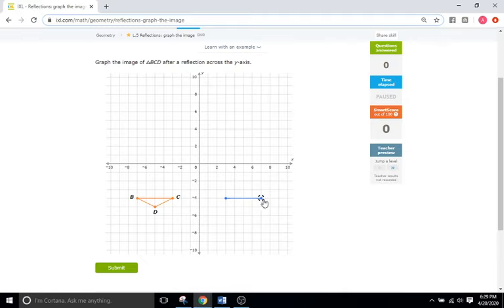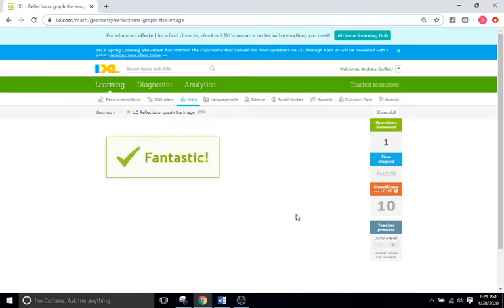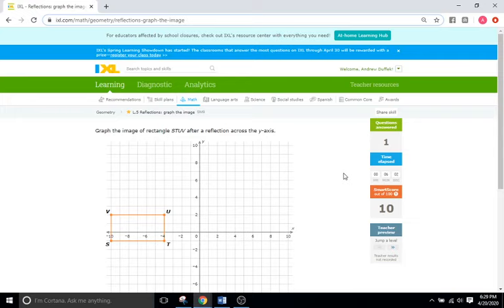And now we're just going to do the same thing for D. We have D right here, so we'll go 1, 2, 3, 4, 5. Okay, and then 1, 2, 3, 4, 5. And there you go. You can see here that we have successfully reflected our pre-image triangle, triangle BCD, over to our fourth quadrant right here. Okay, so we submit, and bam, fantastic, good job.